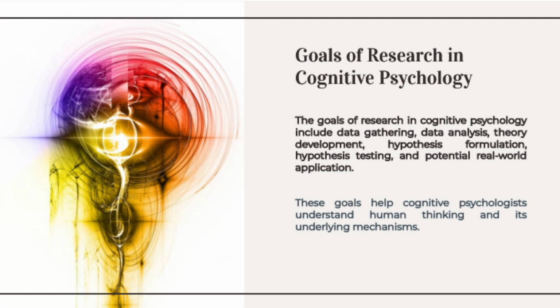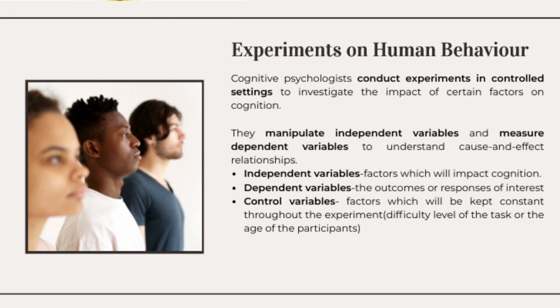So now we will explore the various methods employed by cognitive psychologists to study cognition. These methods include laboratory experiments, psychobiological research, self-reports, case studies, naturalistic observation, and computer simulations with artificial intelligence. Each method has its own advantages and disadvantages. So by the end of this video, you will have a clear understanding of these methods and their advantages and disadvantages. Now let's focus on the first method, that is experiments on human behavior.